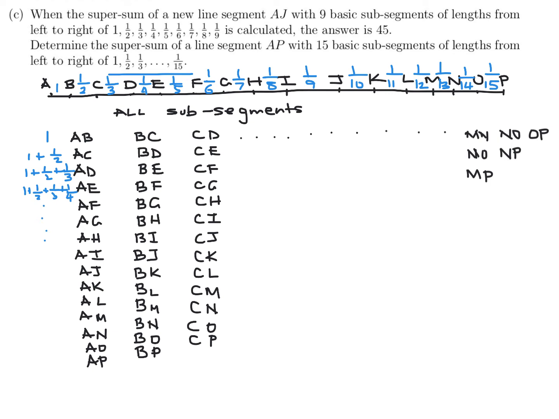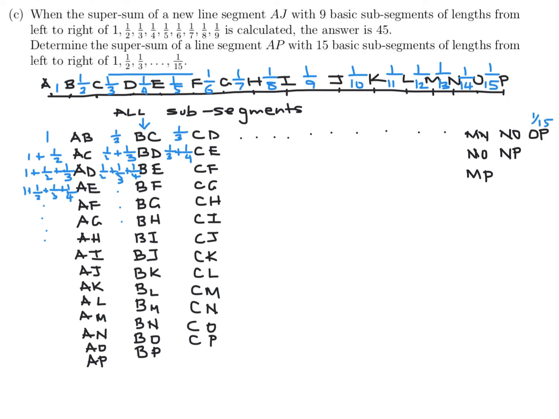And then similarly, the B's right here, the BC looks to me like it's a half. And then BD would be a half plus a third. BE would be a half plus a third plus a quarter. Right? And then so on down. Similarly, CD is a third. CE would be a third plus a quarter. And then you guys sort of get the idea. And then all the way down to the very end where OP is going to be 1 over 15.